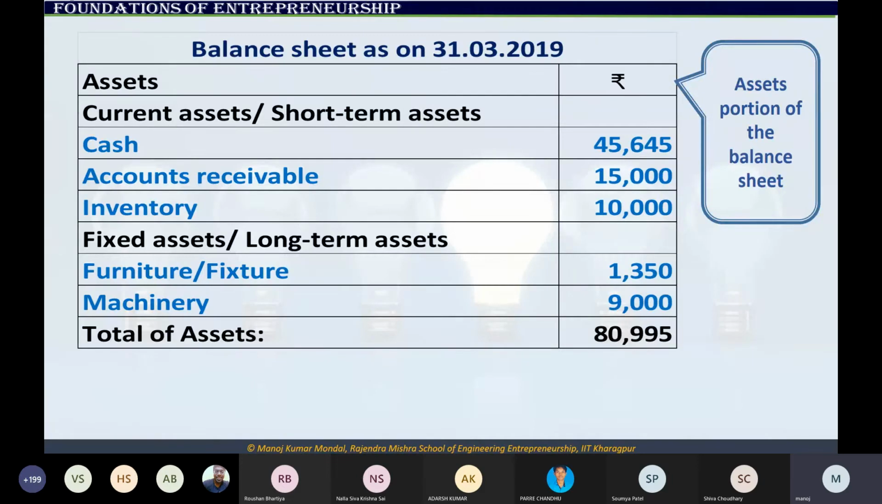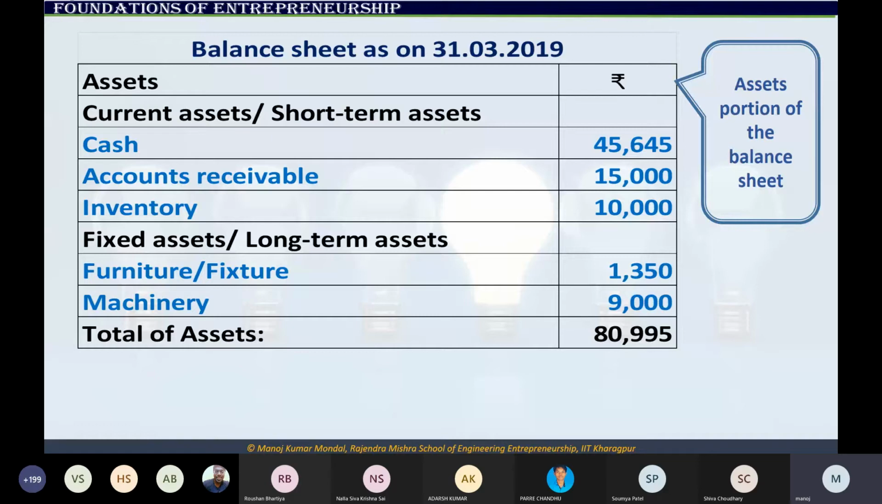Now, let us see how the balance sheet looks like at the end of 1 year of operation. See, the cash will be available after you do a cash flow. I'm not doing it because that will add to the complexity. We'll do that in a separate class. Cash flow will be a separate class. Now, I'm just providing the data that cash position is 45,645.